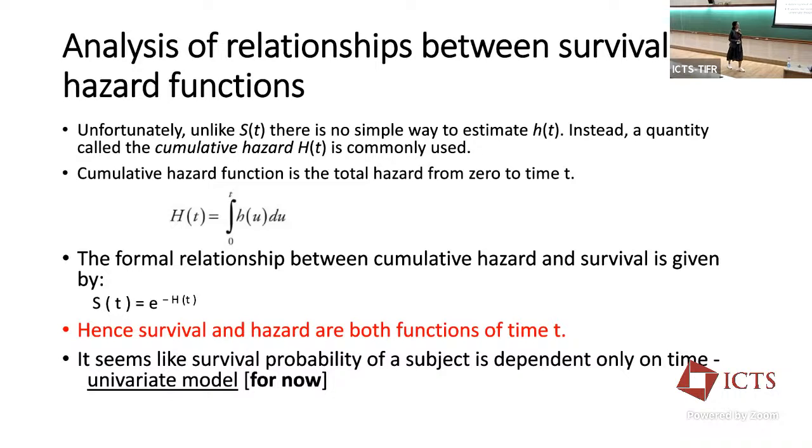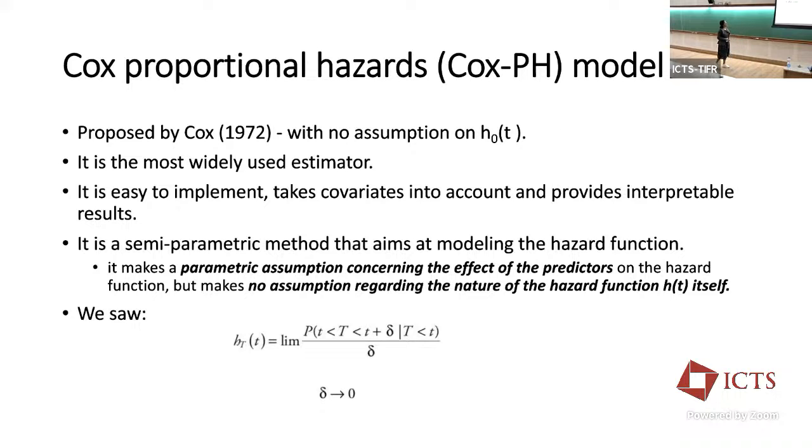But we don't only use the Kaplan-Meier model. We use the Cox proportional hazards model also. One of the most popular algorithms that we use for survival analysis in machine learning is the Cox proportional hazards, and there are different flavors of that. It was proposed by Cox in 1972 with no assumption on the H naught(t), what happens at time 0. It is easy to implement, takes covariates into account, and provides interpretable results. It's a semi-parametric method that aims at modeling the hazard function. That's why it's called the Cox proportional hazards model.